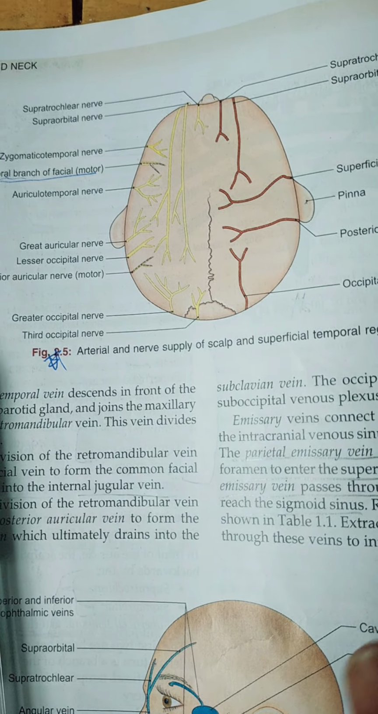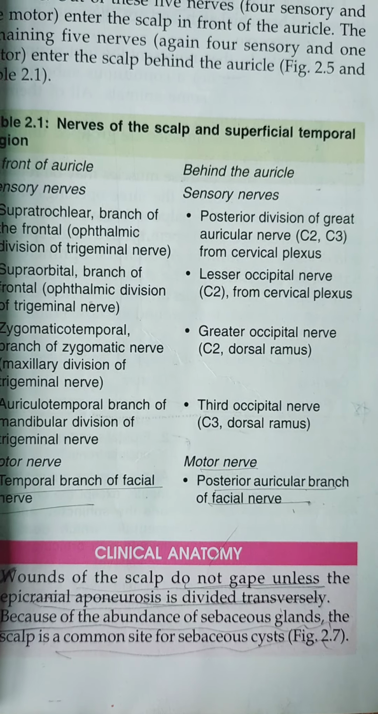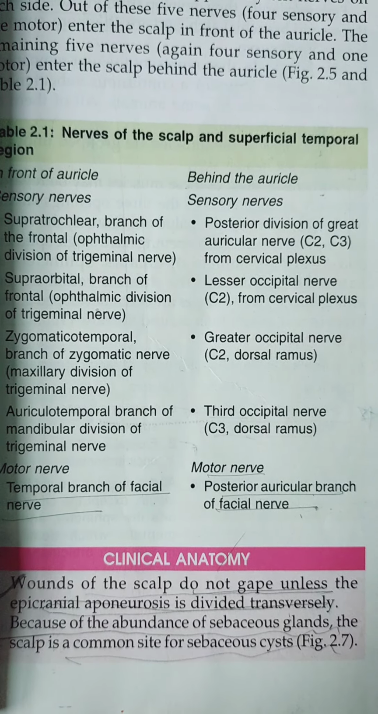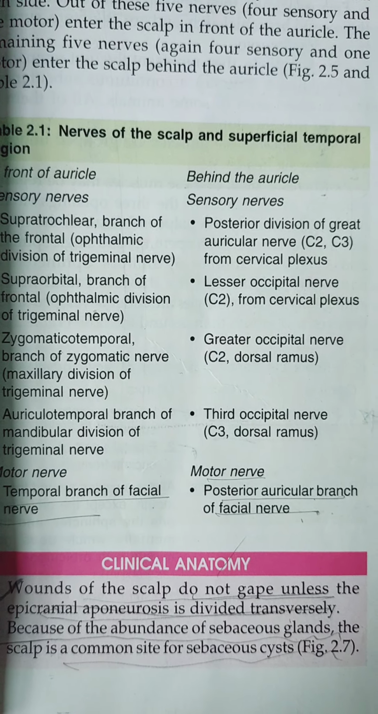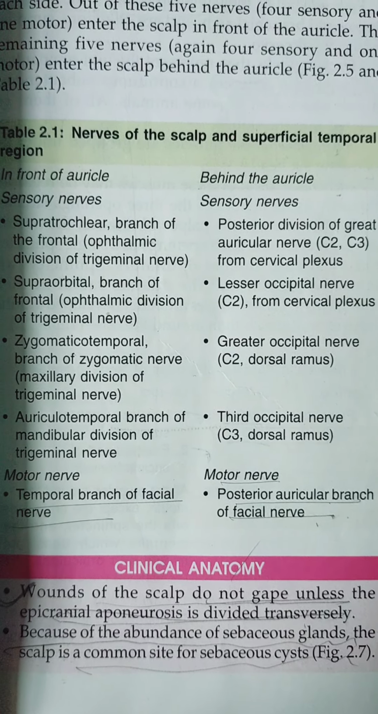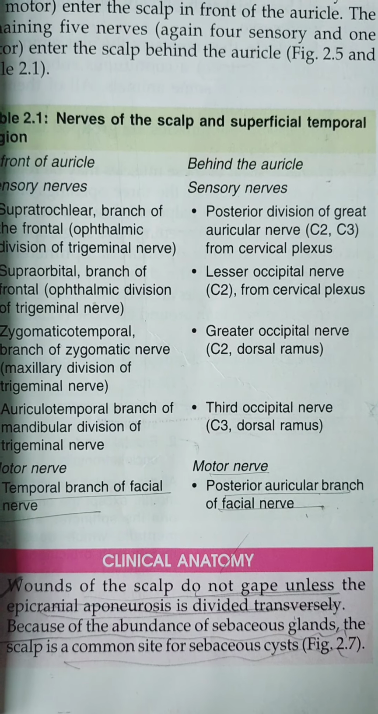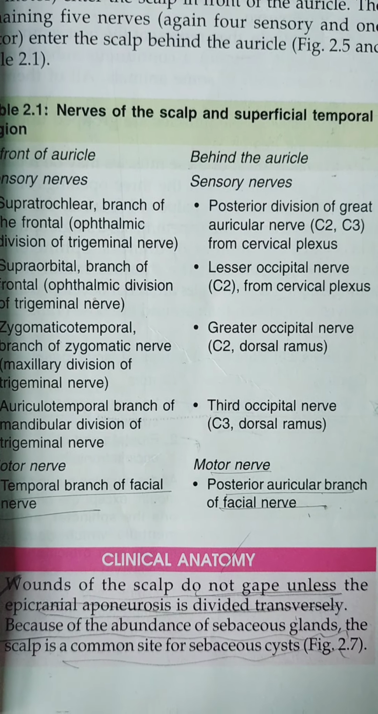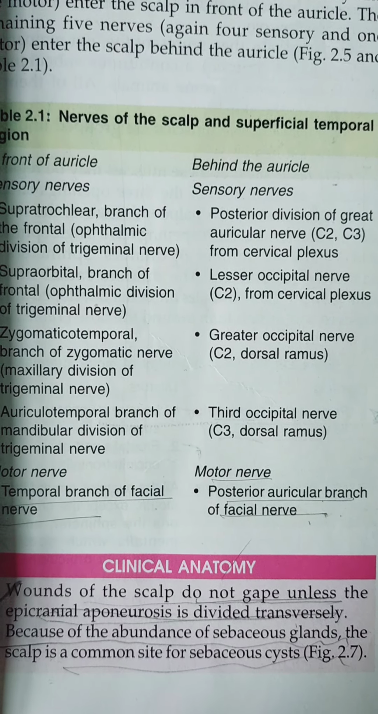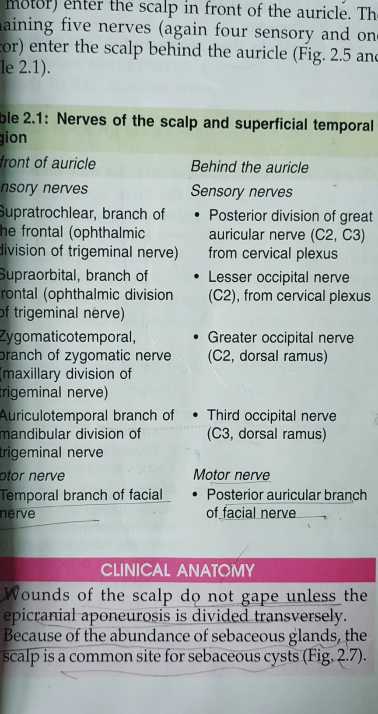Okay, now we come to the applied part. So here, clinical anatomy. Wounds of scalp do not gap unless epicranial aponeurosis is divided transversely because of, now next is because of abundance of sebaceous glands. Scalp is a common site for sebaceous cyst.